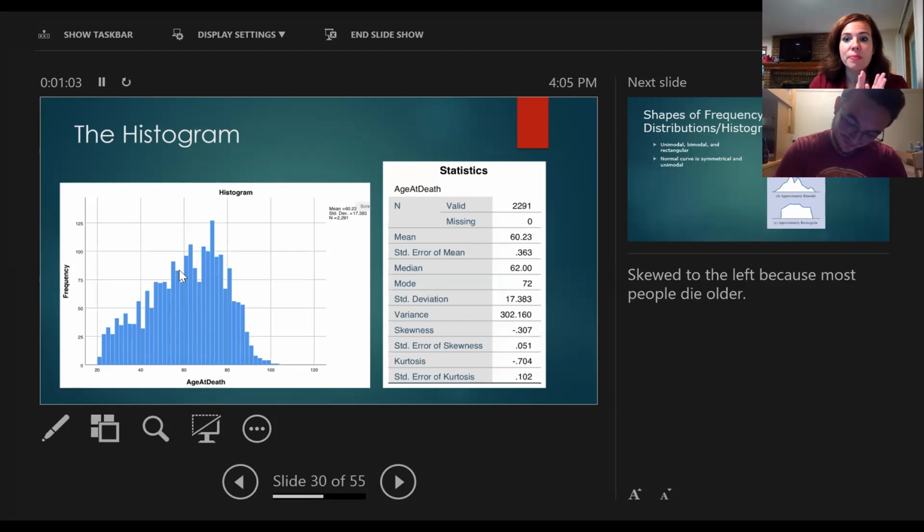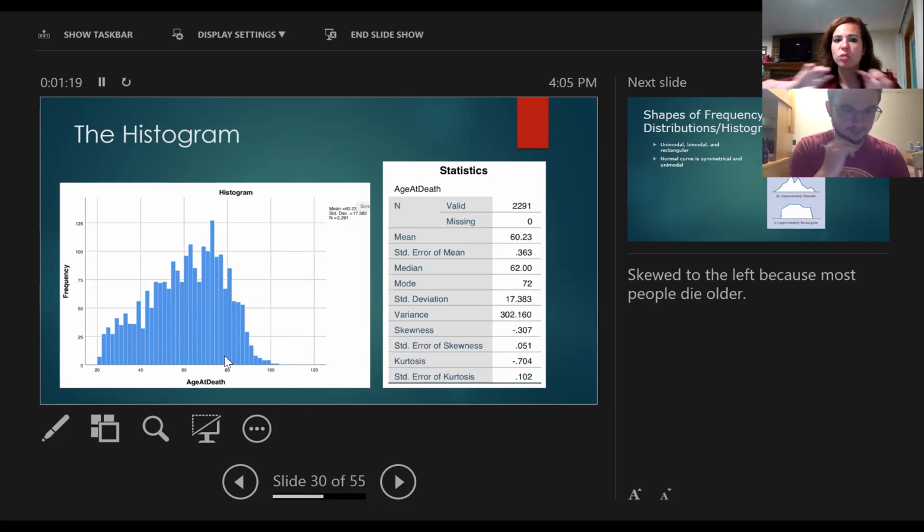Sorry, that's my dog. So the way that works is, for instance, this depicts age at death. There's no gap, right? Either you die at 20 or 21. The two have to touch each other. They're not going to be separate because they're on a continuous interval line, okay? So this is the way I would depict this information.